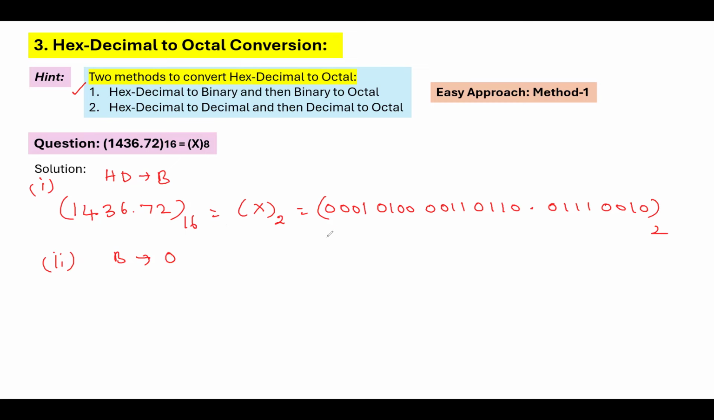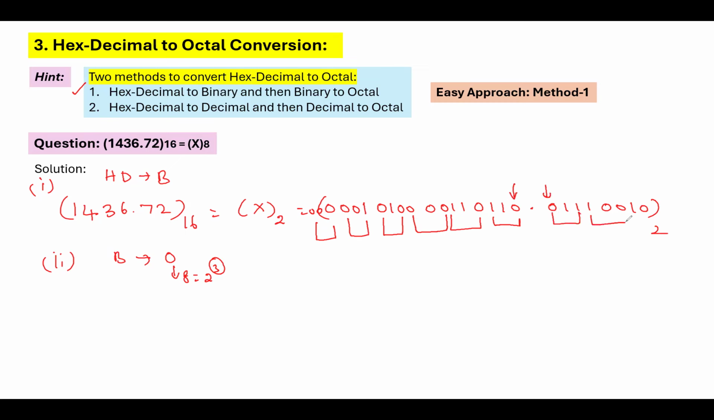To convert this binary to octal, we should split this binary into groups of 3 bits each, because octal means 8, equal to 2 power 3. So 3 bits are required to write the octal digit. For the integer part, we should start from LSB. This is the first group. Next, this is the second group. Next, the third group. Leftmost has only 0, so we should place 2 more zeros. This is another group. Next, for the fractional part we should start from MSB.